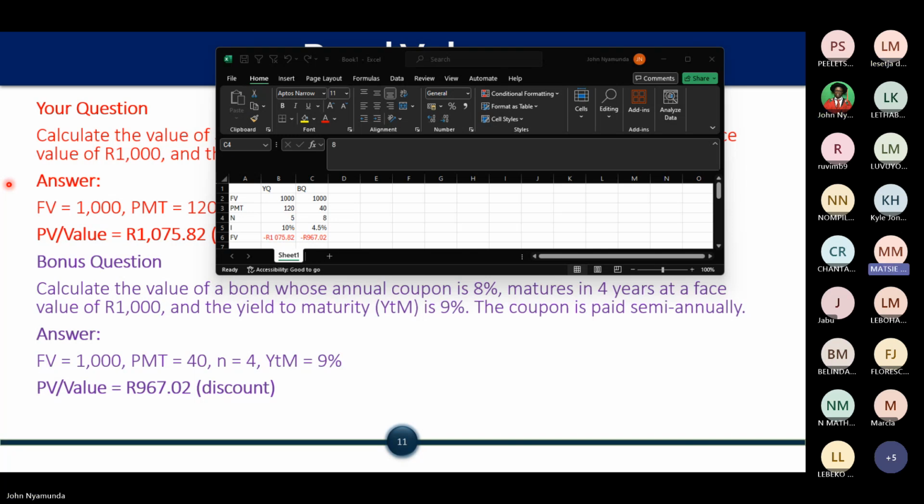Okay, let me see if I get it right. 40 is the PMT, 4.5 is the I, 8 is the N. Oh, 967. Why are you so angry at your calculator? I can hear the buttons press. That's also the reason why it was giving a wrong answer, I think. Maybe it's the surface I'm putting it on. So I got it. Thanks.